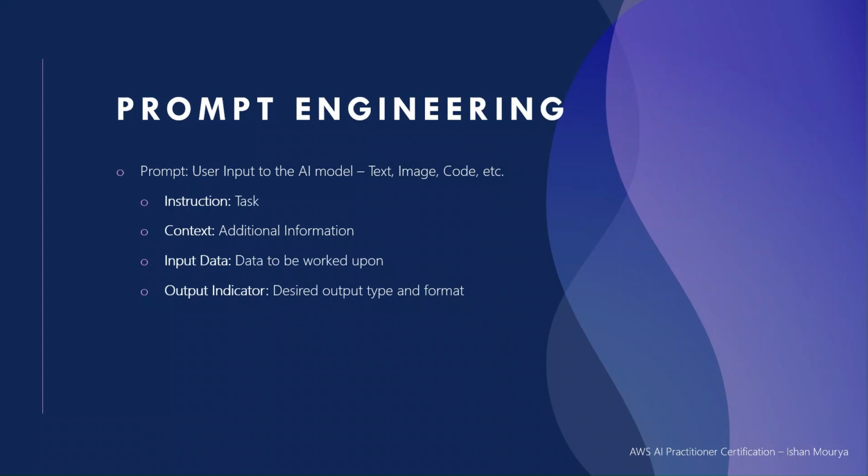And then the output indicator is the desired output type and the format of the output. For the output you might want a specific format, or some instructions like make the output short, or make it more elaborative, or make it in a formal tone. Those are the output indicator. And the last one is the example. You can provide an example, like for this kind of input, this should be the output. So these five things are the parts of a prompt.